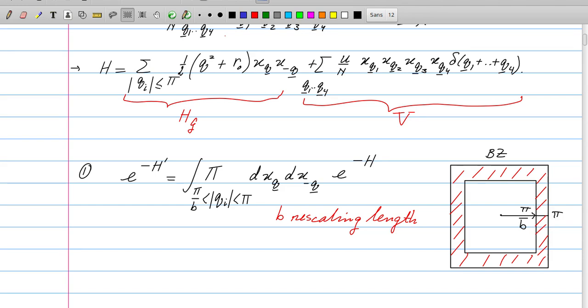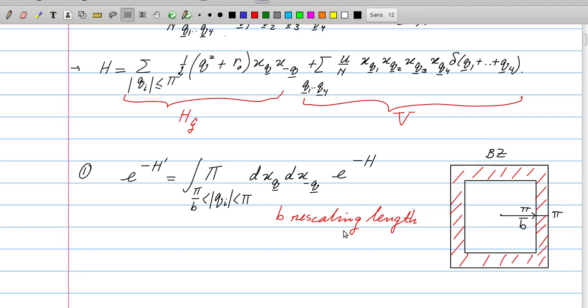We proceed by carrying out step 1 of the renormalization procedure, which means integrating over all the x_q's which have a q that lies inside the interior part of the Brillouin zone. So the Brillouin zone for the lattice is this square here, it runs each component of the vectors inside the Brillouin zone run up to pi. Then in the rescaled model we only retain the q's up to pi over b, and the region in between pi over b and pi, that is the red shaded area, and we integrate over all the x's that have a q inside this red shaded area.